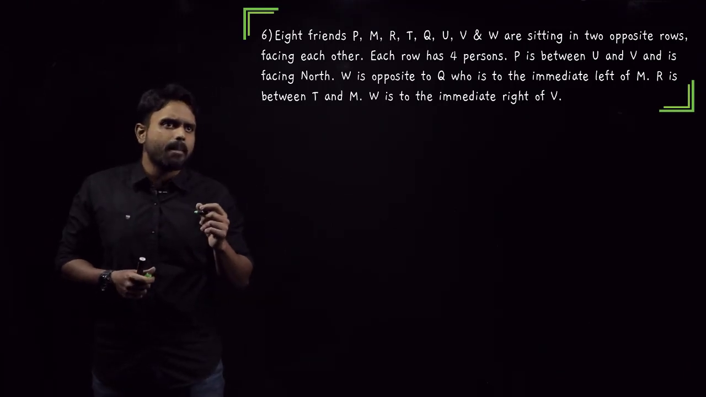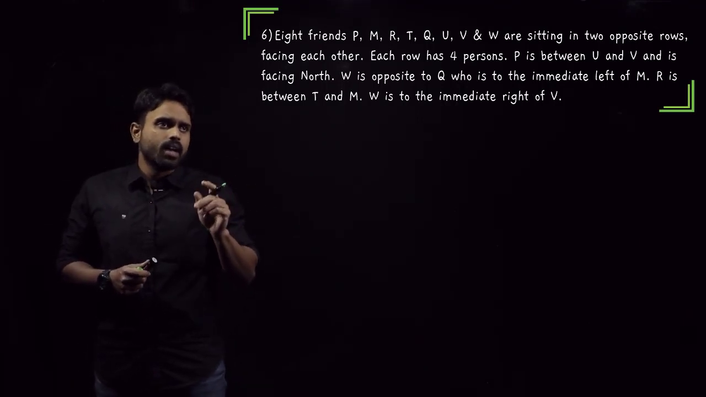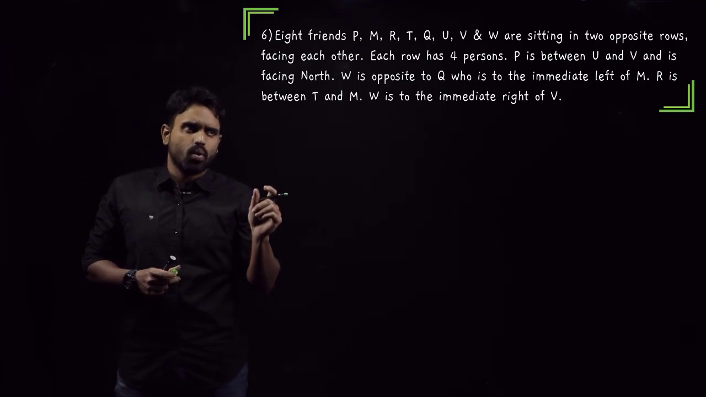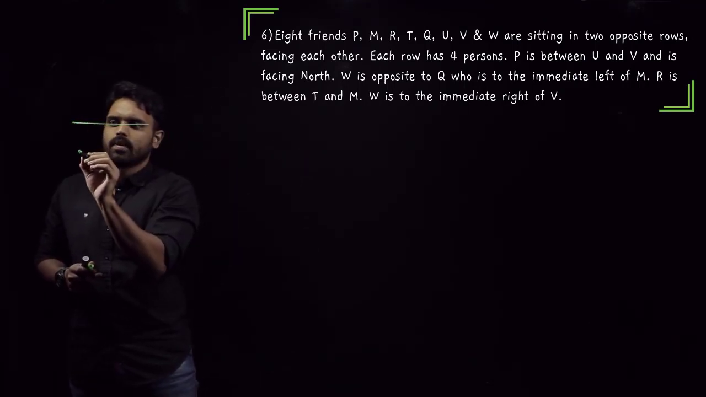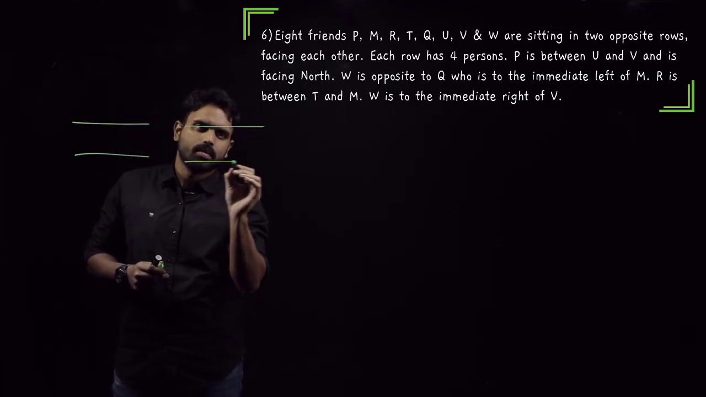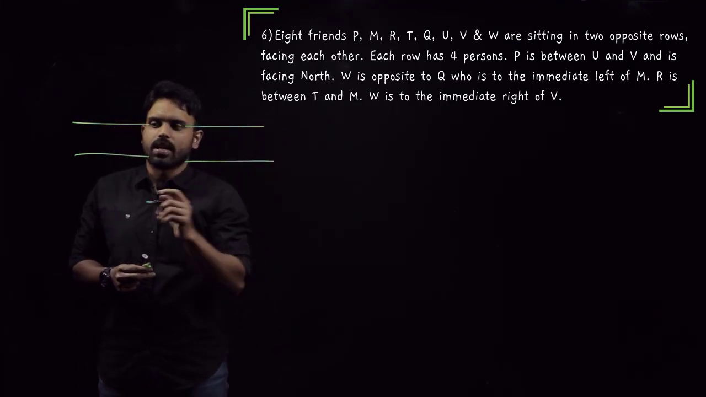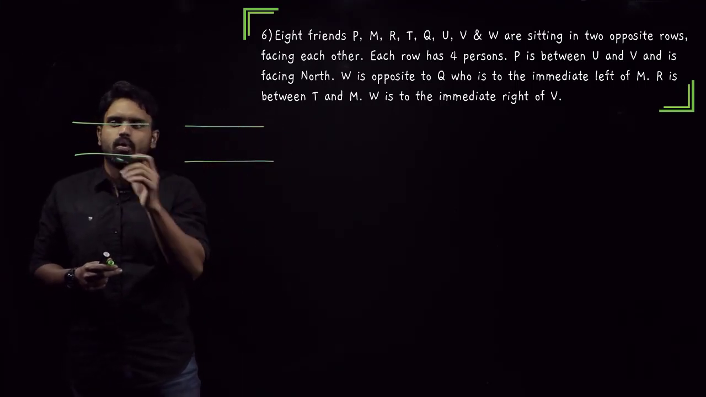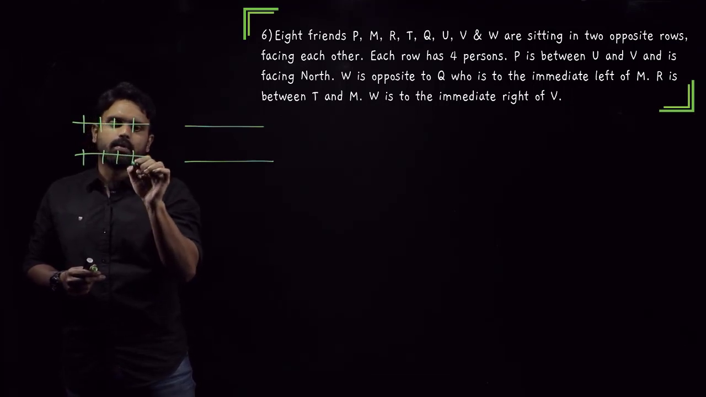Eight friends, P, M, R, T, Q, U, V, W. Eight friends are sitting in two opposite rows facing each other. Let me draw two opposite rows here. And they are facing each other. Eight friends meaning I have to divide them four. 1, 2, 3 and 4.